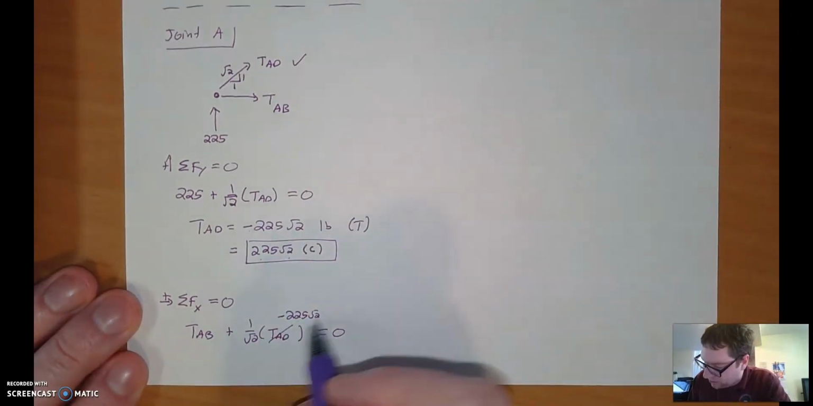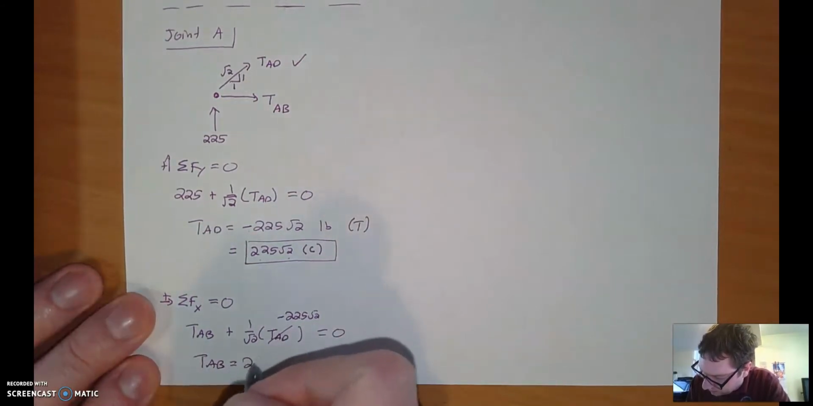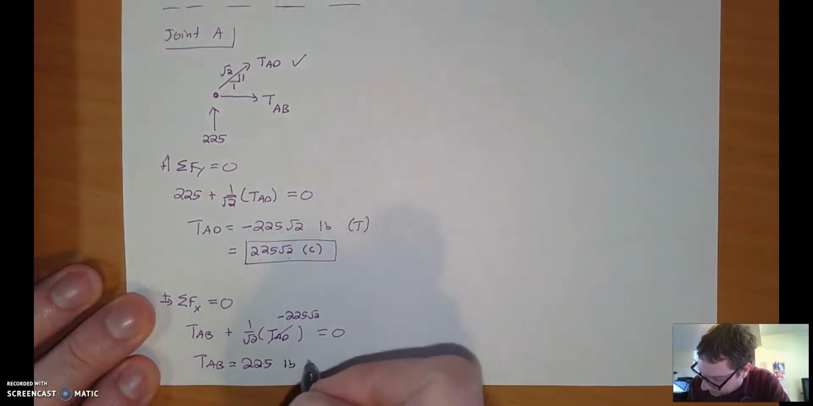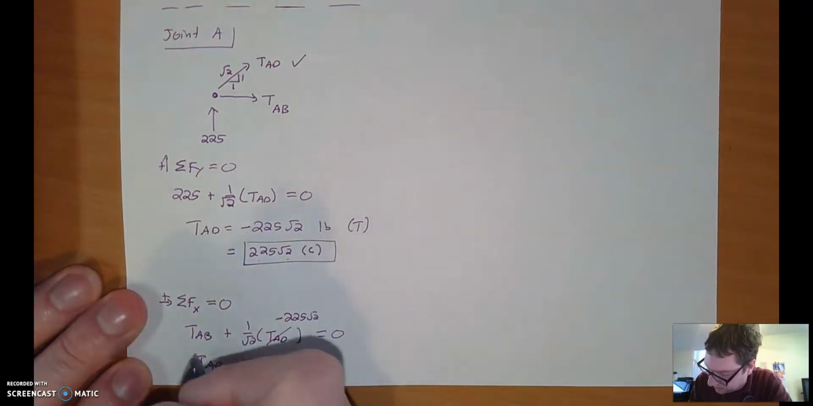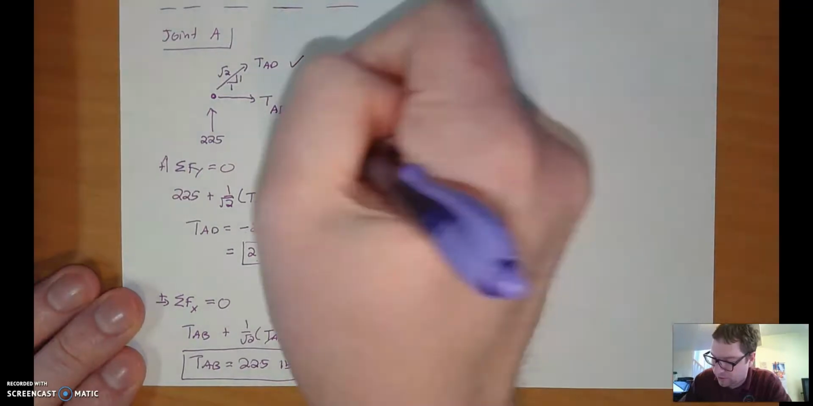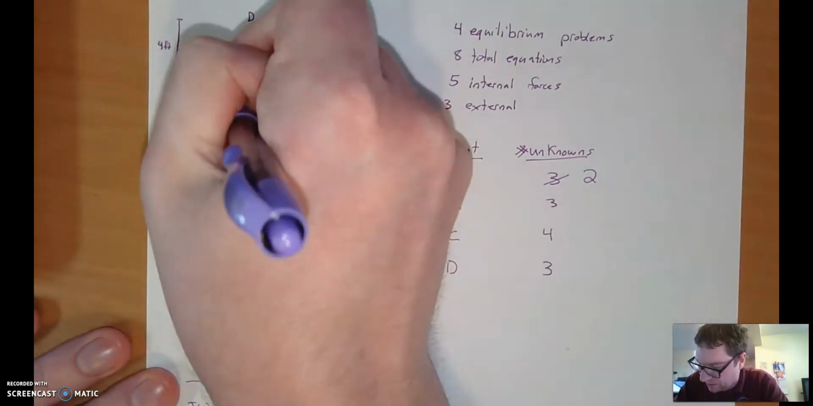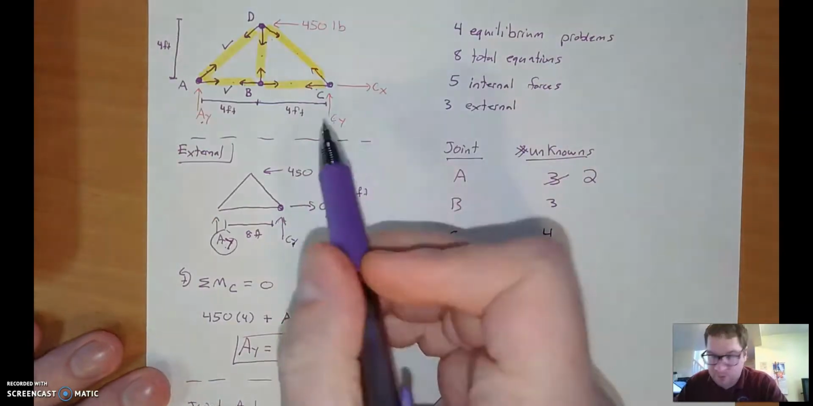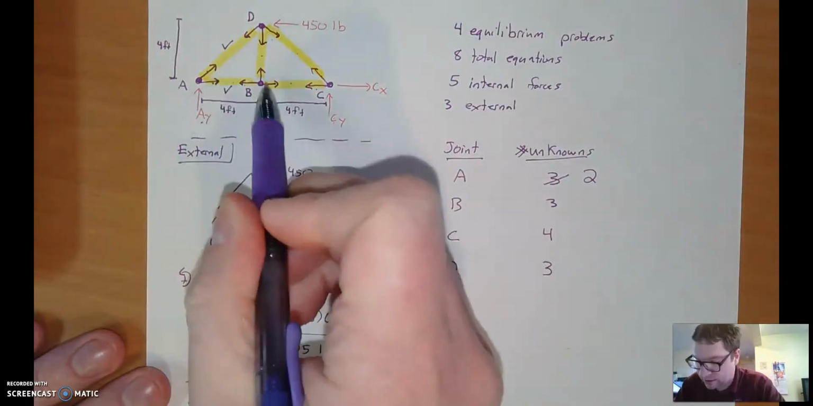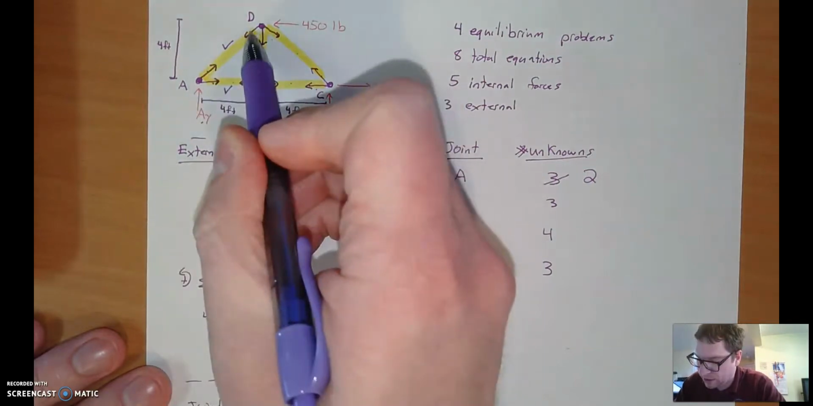So the root 2's will cancel, and therefore we find that TAB is equal to 225 pounds in tension, because that's what I assumed initially. Alright, so now I know that. So I come back up to my original thing here. I have found this, and I have found this. Remember, finding this force is the same as finding this force. Finding this force is the same as finding this force. So I have found 2 of my 5.